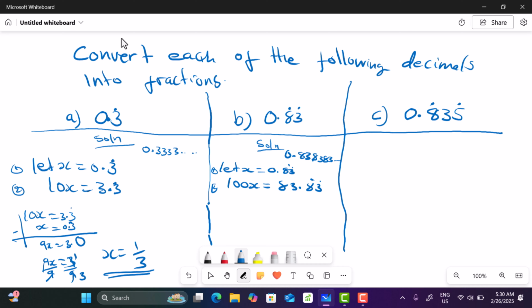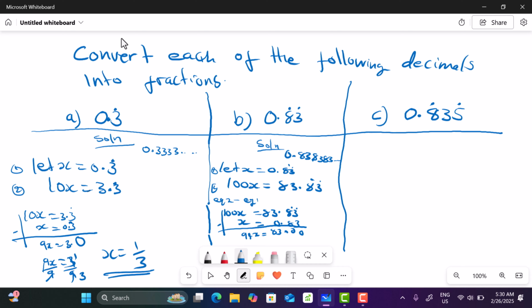So equation 2 minus equation 1. We are saying here 100x equals 83.83 repeating, and x equals 0.83 repeating. Then we subtract by the elimination method. Here we get 99x equals 83.